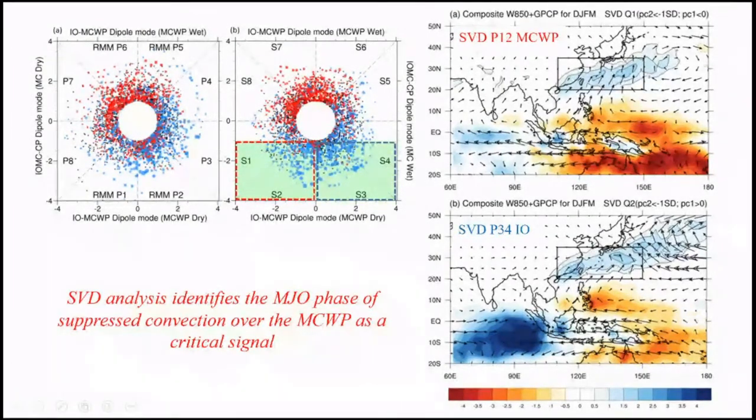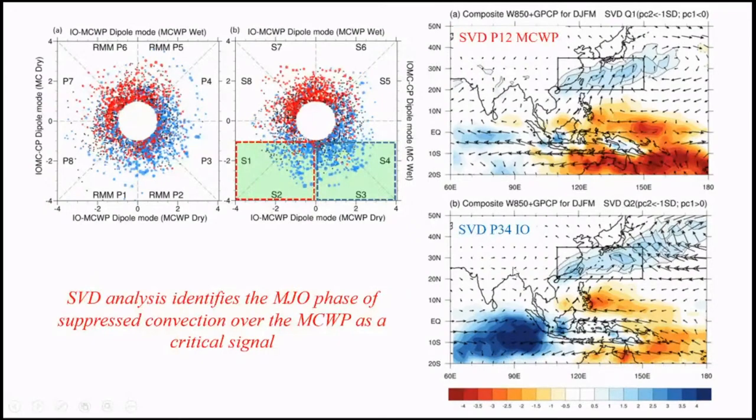Okay, so you see that in the SVD phase 1, 2, the most clear signal is the suppressed convection, or cooling, in the maritime continent and western Pacific area, okay, from 20 north to 20 south to 10 north. And then for the SVD phase 3 and 4, the most important signal is the convection over the Indian Ocean, where it has slightly negative phase in the maritime continent and western Pacific. So the SVD analysis identified the MJO phase of suppressed convection of the MCWP, namely the phase 1-2, as a very critical signal before the Indian Ocean convection takes over.